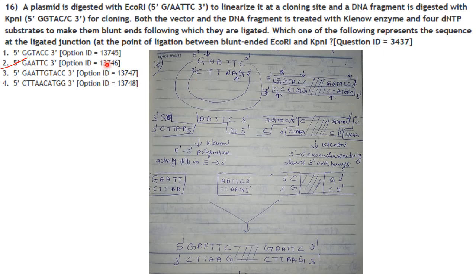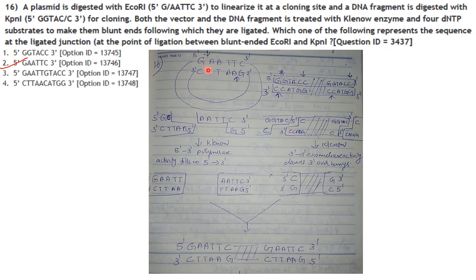So, you have digested the plasmid with EcoR1 and the gene of interest with KPN1, and then you have treated both of them with Klenow enzyme and dNTPs, and you have made blunt ends, following which they are ligated. Then which of the following represents the sequence at the ligated junction? That is the question.